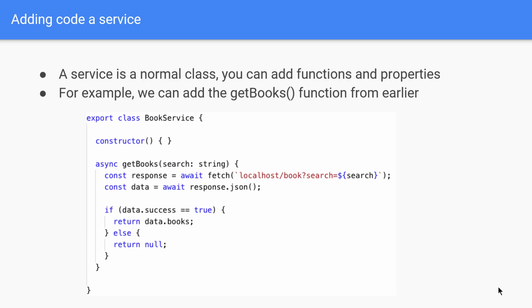A service is a normal class. You can add functions and properties. For example, we can add a getBooks function from our earlier example of getting books.